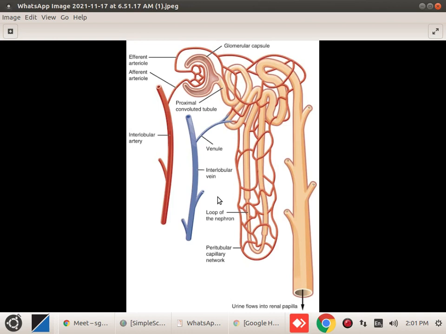Like the first process in urine formation, as I said, that is ultrafiltration. Where is it taking place? It is taking place in the Bowman's capsule. Then the reabsorption and tubular secretion take place in this particular portion, that is the PCT. So wherever the reabsorption happens, where will it go? It will move into these blood capillaries, which arise from the efferent arteriole and surround the PCT.